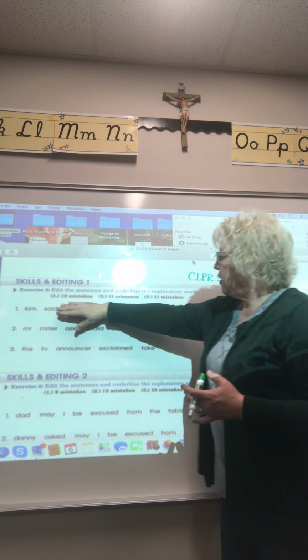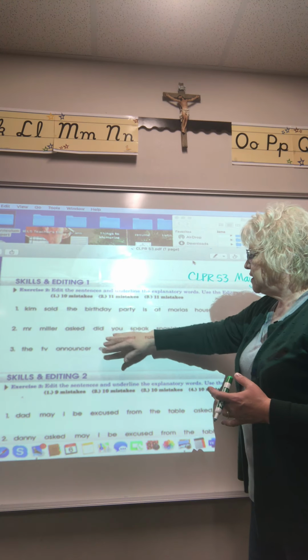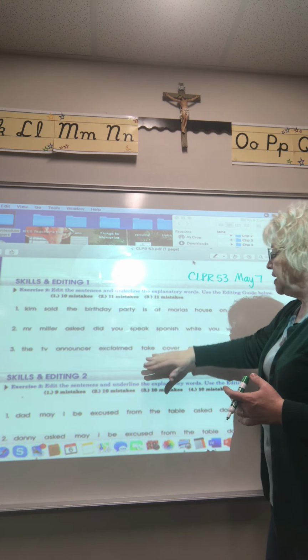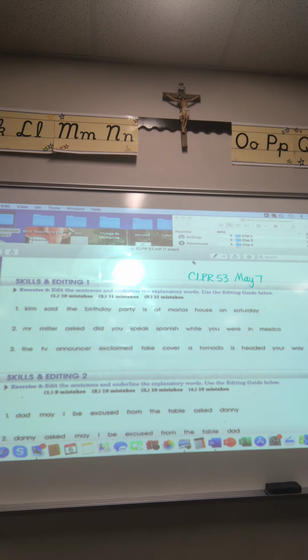So here's our guide. We have 10 mistakes in the first sentence, 11 mistakes in the second sentence, and 11 mistakes in the third sentence. It's a little blurry today, so I hope that you'll be able to follow along on your worksheet that you have in your classroom practice book and just know where I'm at on this one. Okay, so the first thing we're going to do is read the sentence. Kim said, "The birthday party is at Maria's house on Saturday."